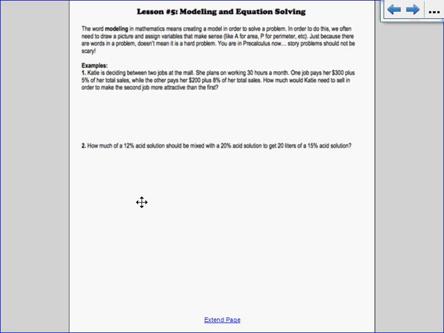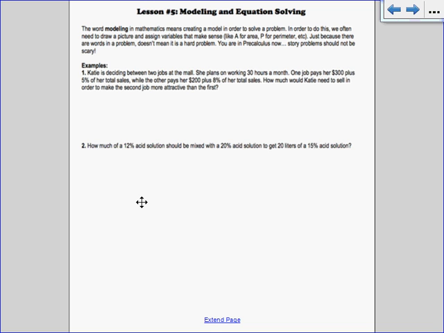All right, so Katie is deciding between 2 jobs at the mall. Oh, Katie. She plans on working 30 hours a month. That's not too bad. One job pays her $300 plus 5% of her total sales, while the other pays her $200 plus 8% of her total sales. How much would Katie need to sell in order to make the second job more attractive than the first job?